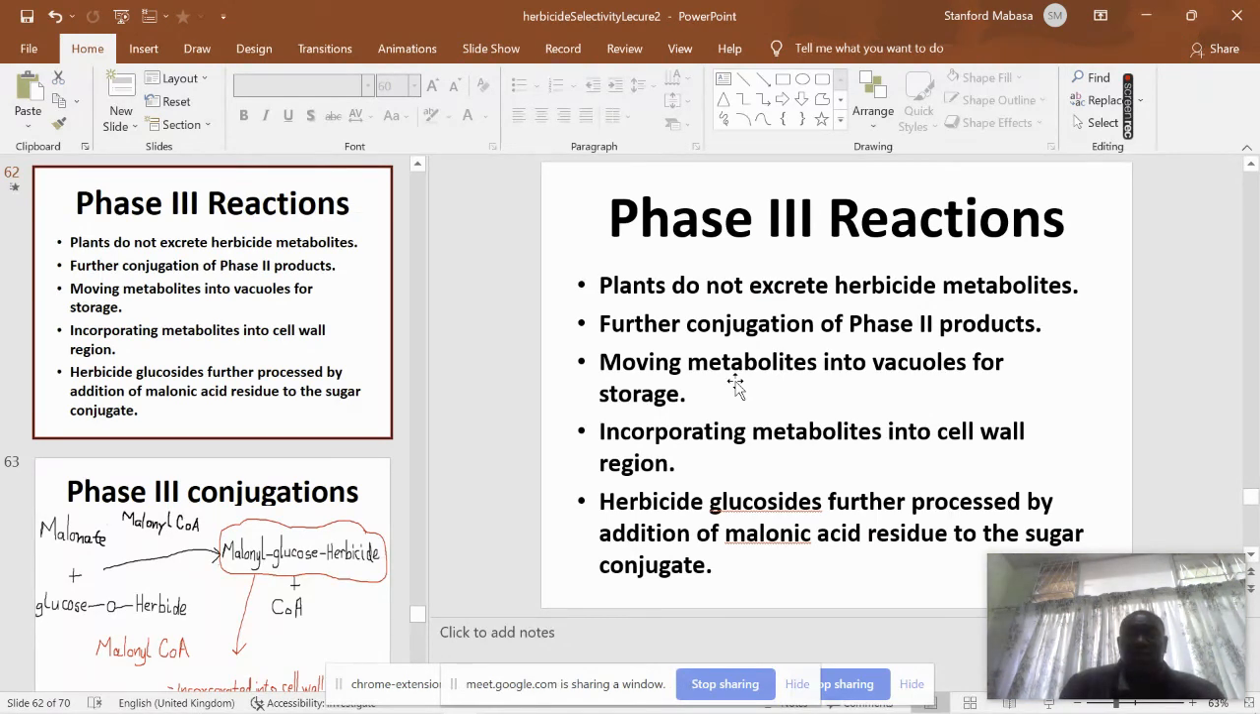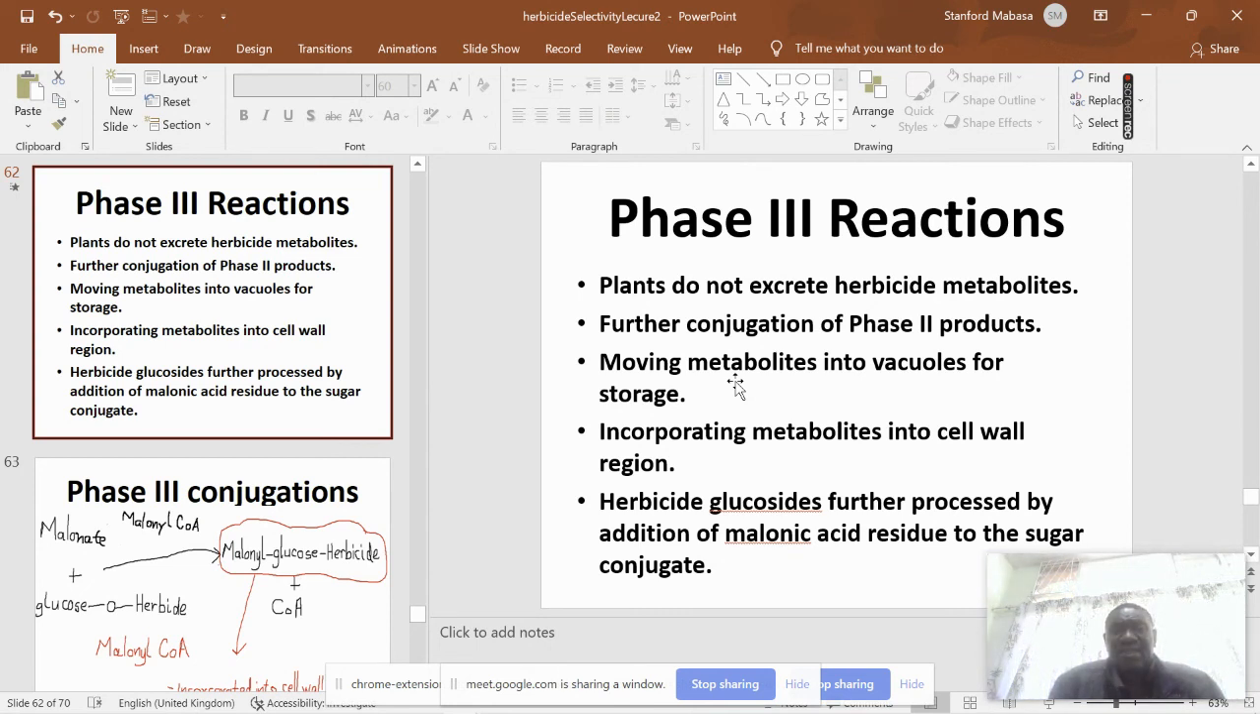Then we have got phase 3 reactions. Now, plants do not excrete herbicide metabolites. They go to the vacuoles. So further conjugation of phase 2 products can occur. Then moving metabolites into the vacuole for storage is the next step. Or these products can be incorporated into the cell region. They can become part of the cell walls.